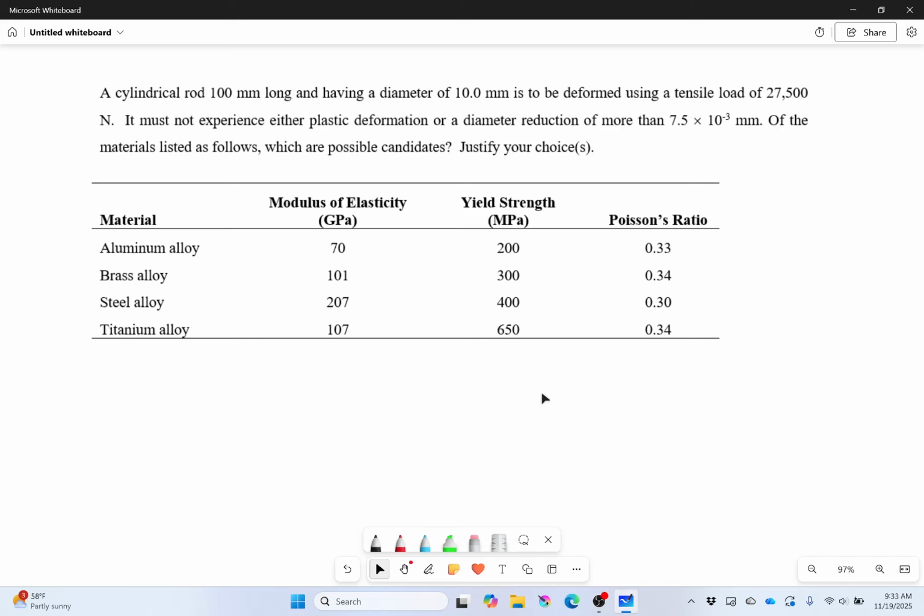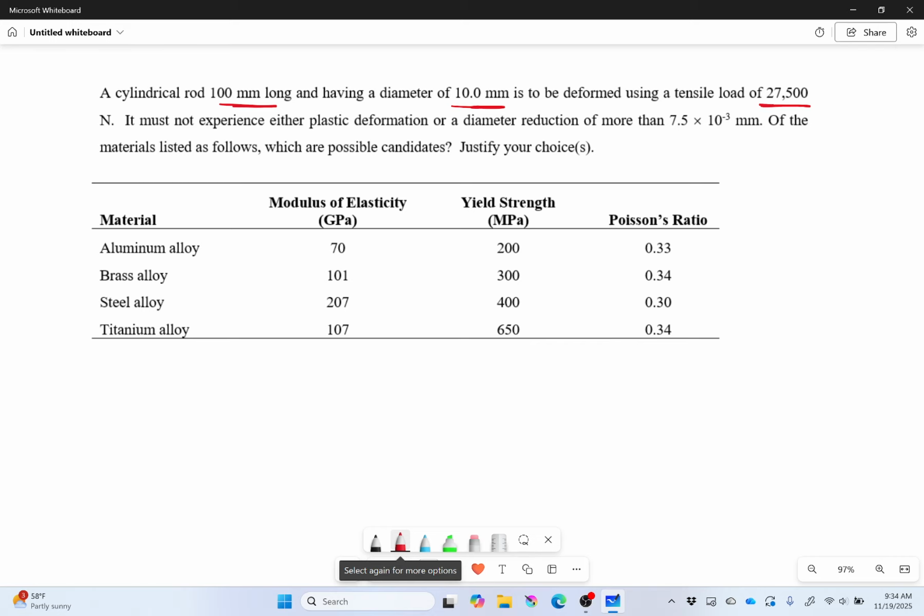Everyone, welcome back. So let's try out a design problem with material science. Look at this and see how we can find the right material for our particular use case. So what do we have? We have a cylindrical rod that's going to be 100 millimeters long and have a diameter of 10 millimeters. Why this? Because it's just easy numbers. And it's going to be deformed using a tensile load of 27,500 newtons.